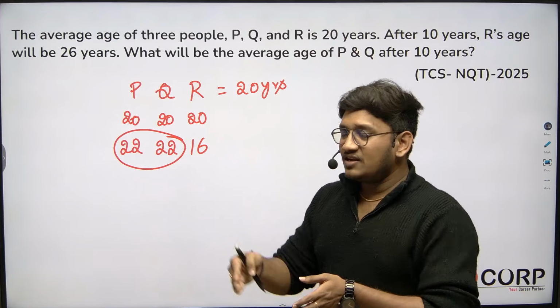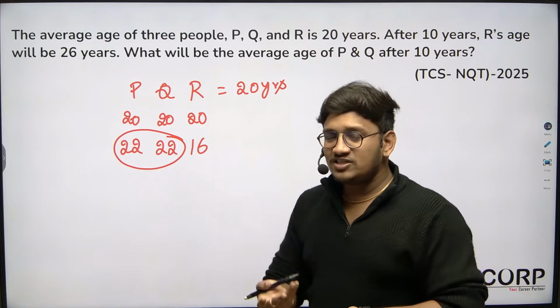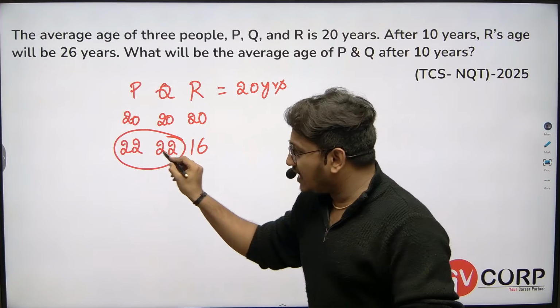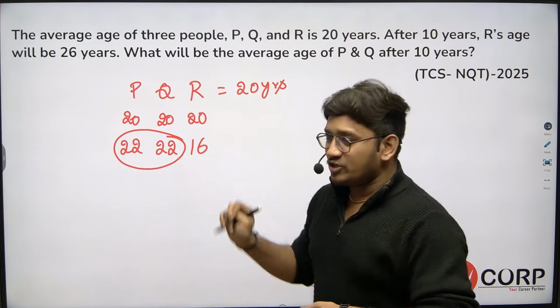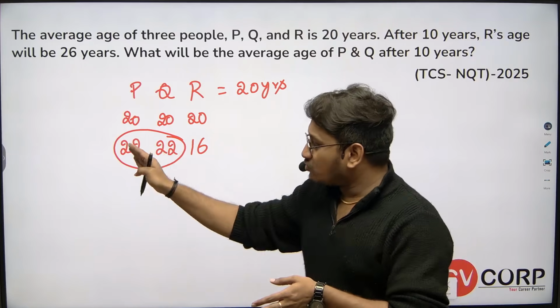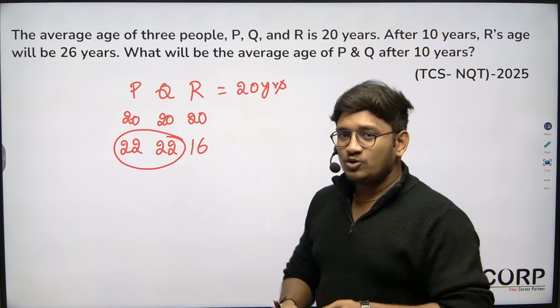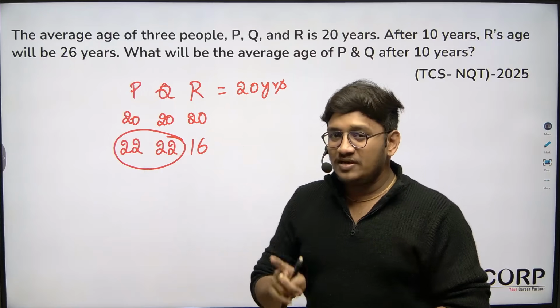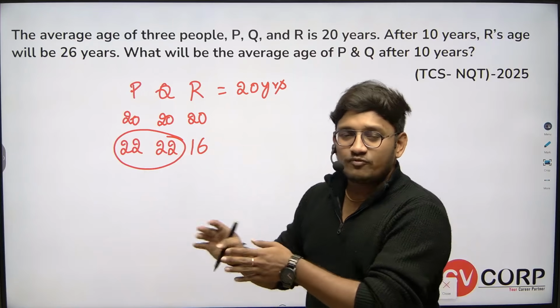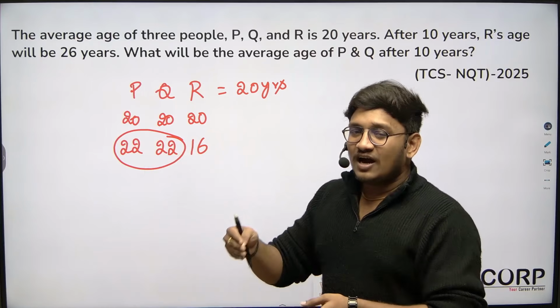I can say that P and Q's average age is 22, because if 2 people's ages are equal, the average will be the same number, right? So the present age of P is 22, the present age of Q is 22. If you ask me the average of P and Q, obviously it is 22. But they're not asking us to find the present average of P and Q. They're asking us to find it after 10 years.